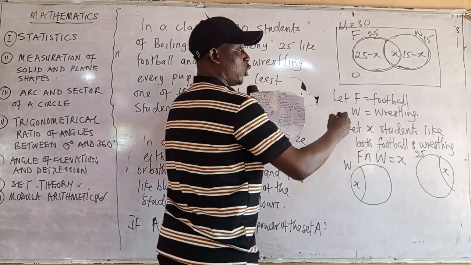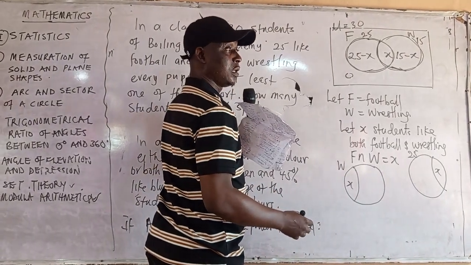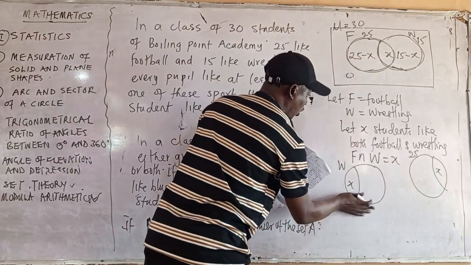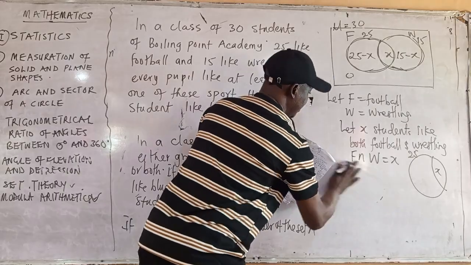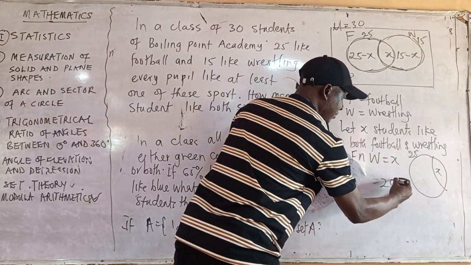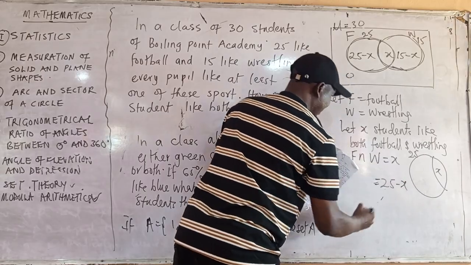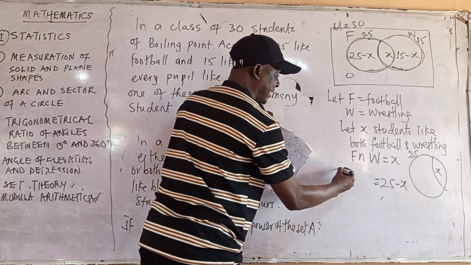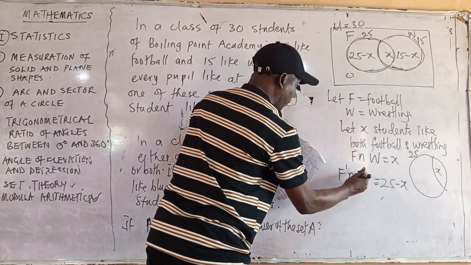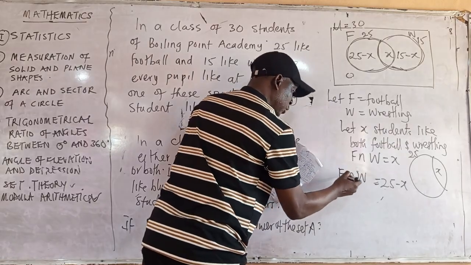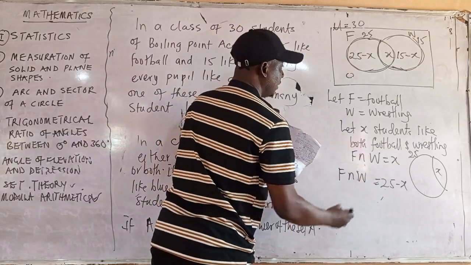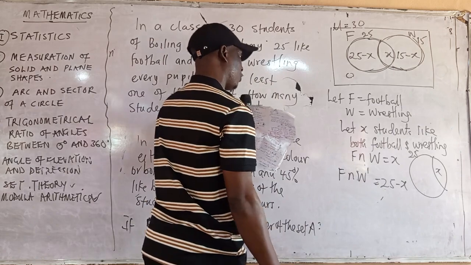So now, how many offer football only? Football only. Yes, I want to hear you. Football only, 25 minus X. Excellent. How can we represent it? Who can tell us how to represent it? Is it F prime intersection W or F intersection W prime? Which of them? F intersection W prime. Excellent. Wonderful.